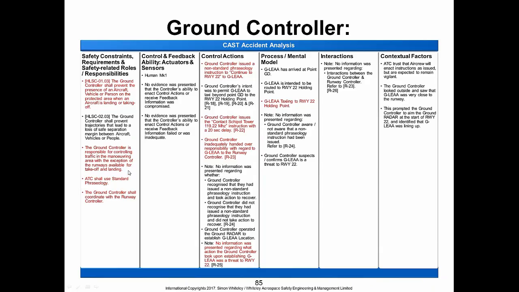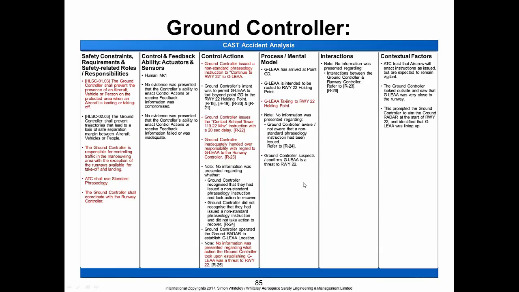The ground controller is responsible for controlling traffic in the manoeuvring area with the exception of the runways available for takeoff and landing. Well, that was not enforced appropriately. ATC shall use standard phraseology. Again, that was not enforced. And the ground controller shall coordinate with the runway controller. Now, I'm going to hazard a guess that that's not been enforced, but there's no information in the incident report to validate that either way. But that obviously is very important, and you wonder why that wasn't looked at in the investigation, or if it was, it wasn't reported.